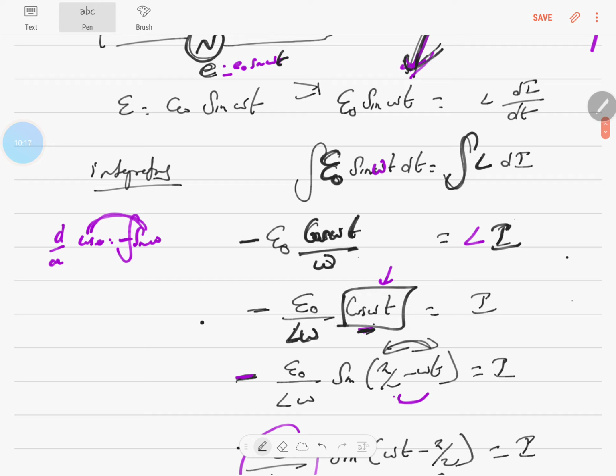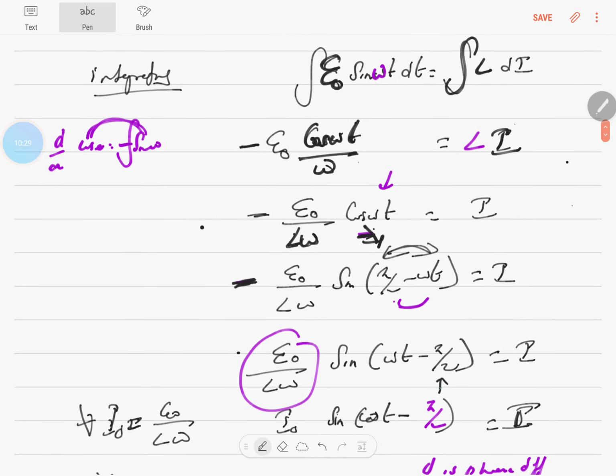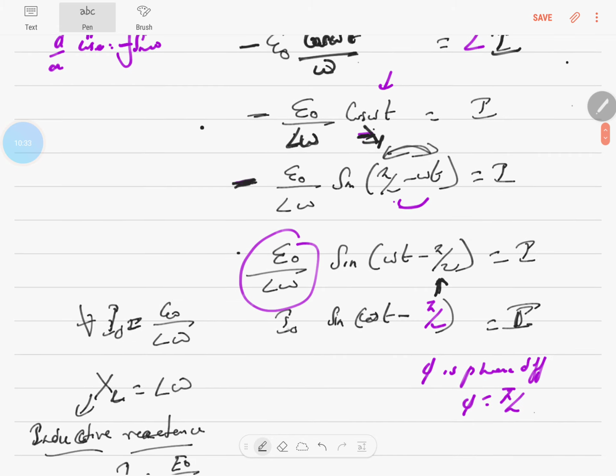I can't leave the answer in cos omega t. I have to get an answer in sin omega t because I started with the sine graph, so I should end up with a sine graph. So cos omega t can be written as sin of 90 minus omega t using the complementary angle. Bringing the negative sign inside, it becomes sin omega t minus pi by 2, where the phase difference is pi by 2. This itself is of the form I0 sin omega t minus pi by 2, and I0 itself is E0 by L omega.